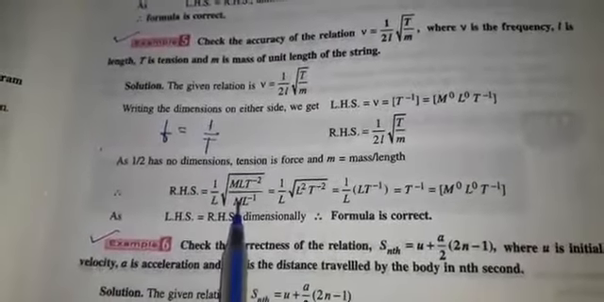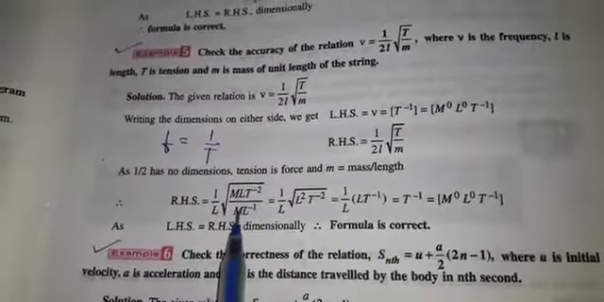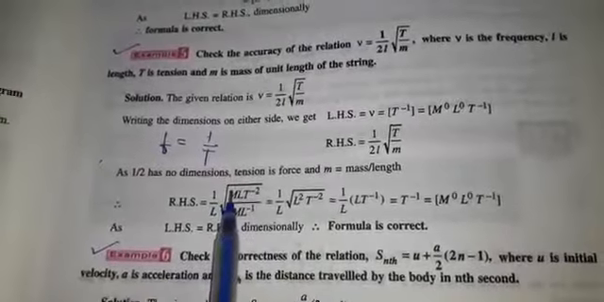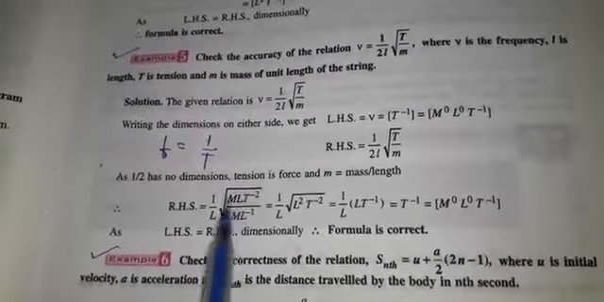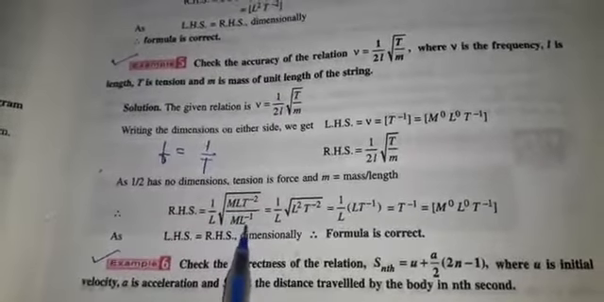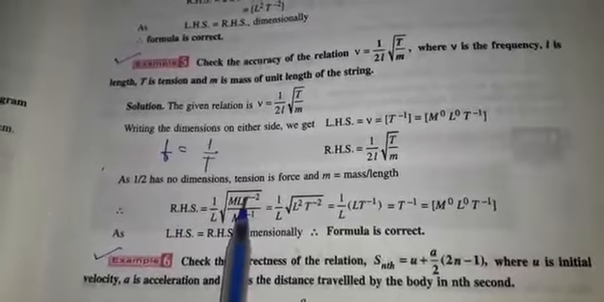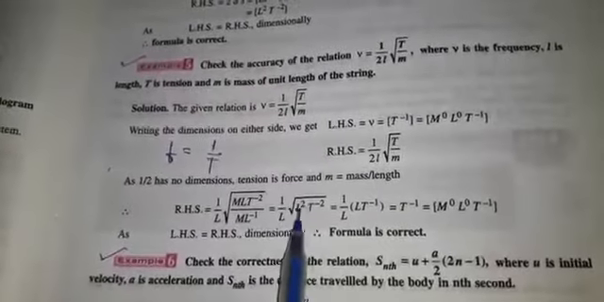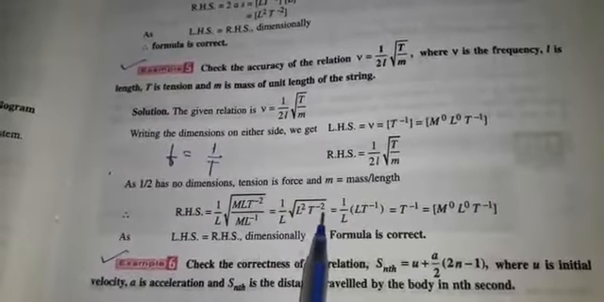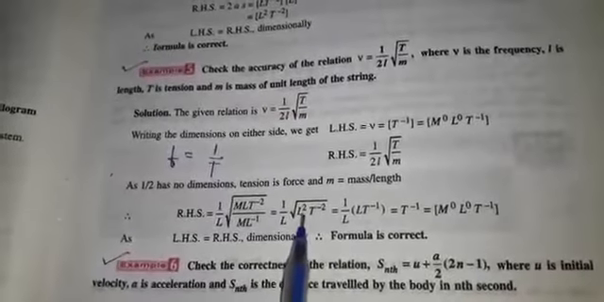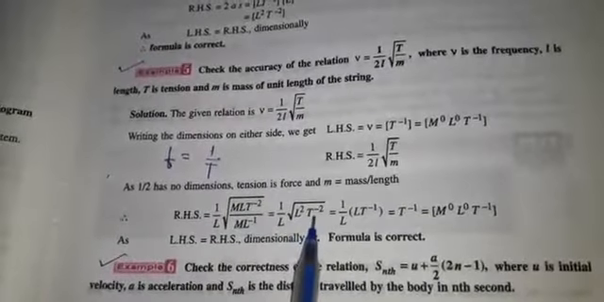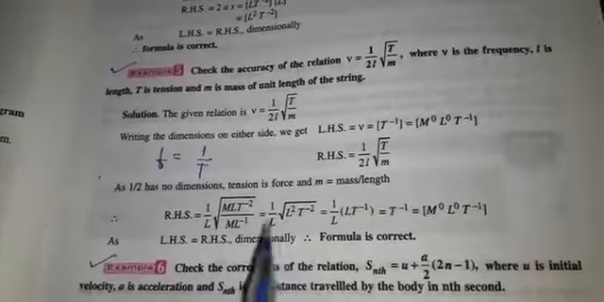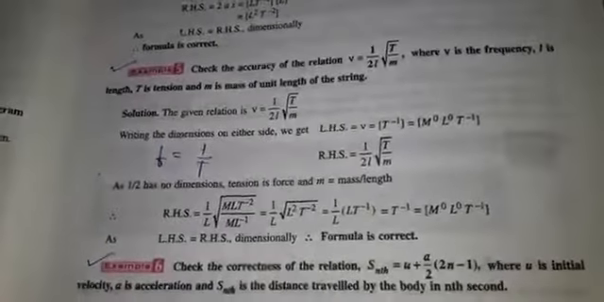So this is the dimension formula, M1 L minus 1. If I cancel M to M, and this L is in the denominator with the power minus 1, then if we take this L in the numerator, the power becomes positive, so L square, and T minus 2 is as it is. So L square upon T square, if I write this, please see here.